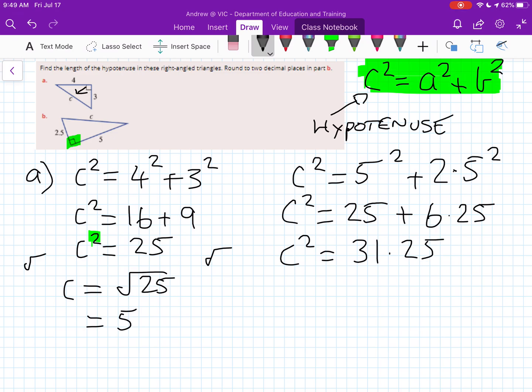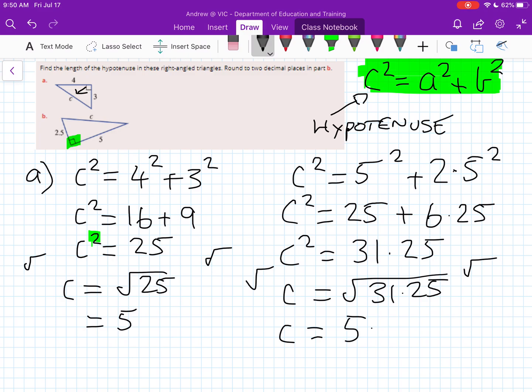And now we do the same thing. We need to get this C value by itself. So we square root both sides. So C is equal to the square root of 31.25. Do this on your calculator, unless you're really good with your numbers. This is equal to 5.59. And take note, we don't have any units in this, so it doesn't say centimeters or anything after any of the values here, so you don't need to add units to our answers.